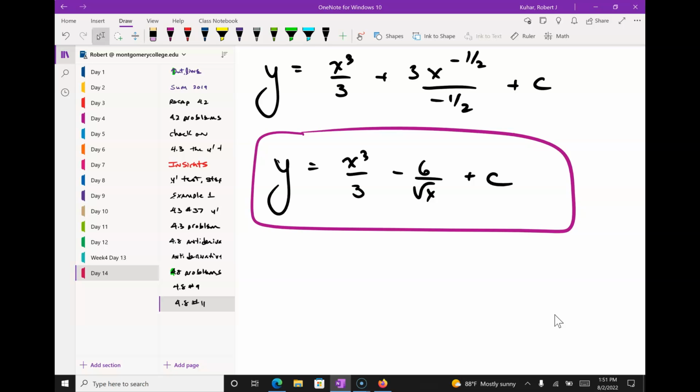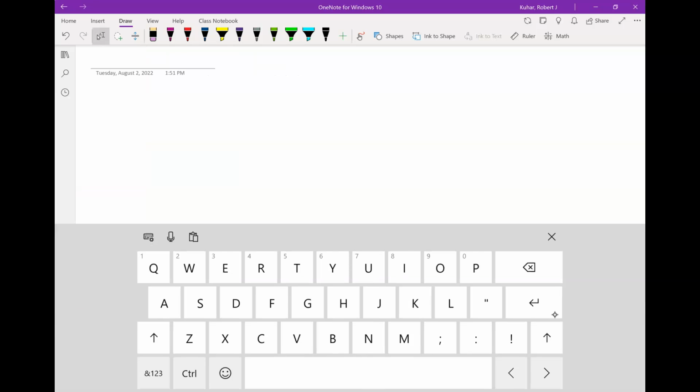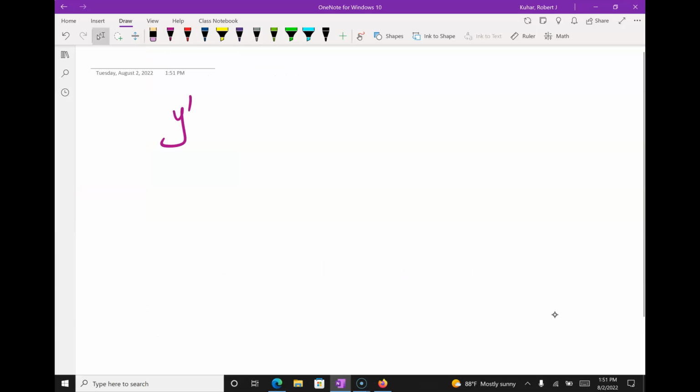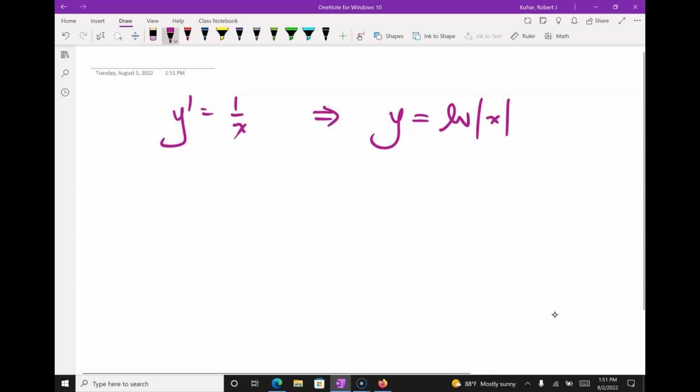Let's do a weird one. If y prime is 1 over x, what is y? Almost ln of the absolute value of x. So this is a weird one, okay? Plus c.